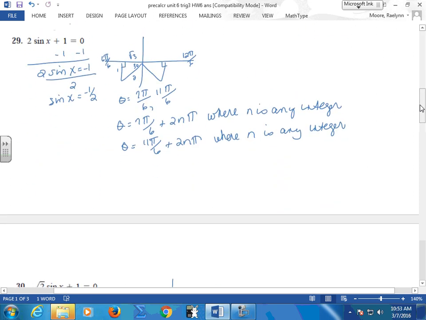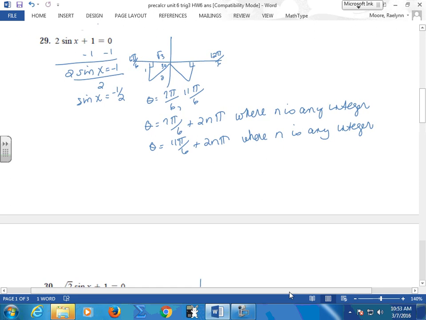Remember, we have no restrictions anymore. This is going on in all quadrants forever and ever because your curves go endless. They really have no beginning, no end. So first thing we do is we solve the equation algebraically. We get down to here and we say, okay, algebraically we're good. Now here's where my trig comes in.